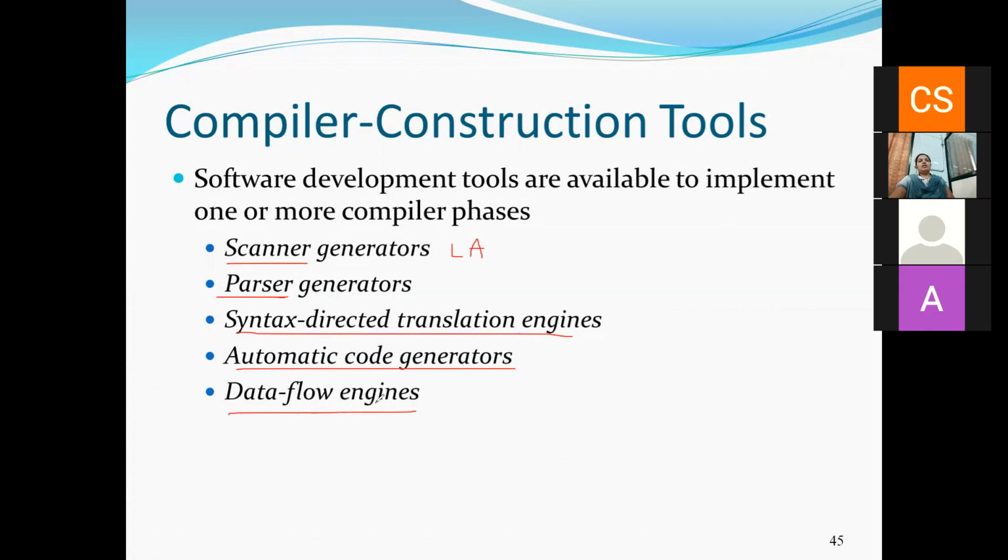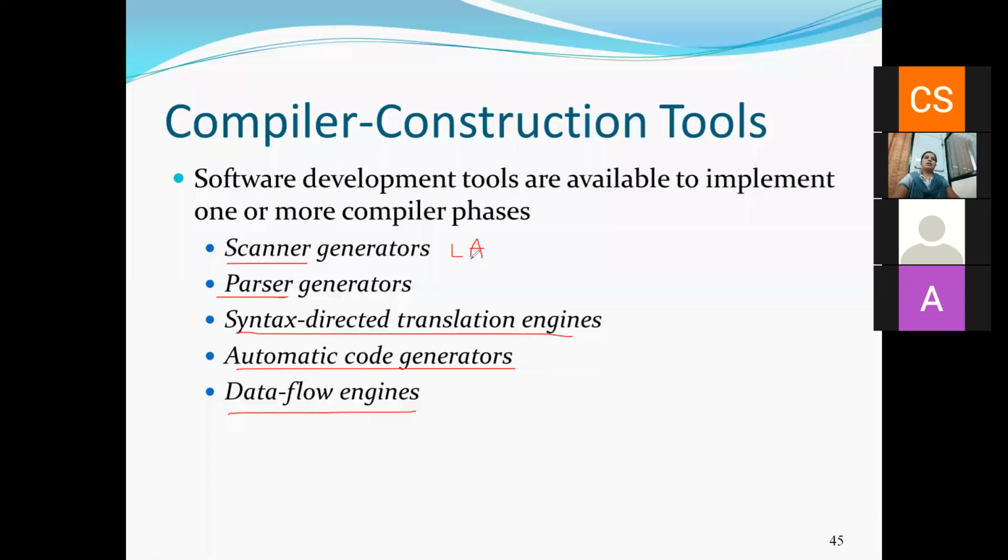Why is the name given as data flow? Because it will check the flow of the data through different variables, and whenever required and whenever possible, it performs the optimization. Depending upon the data, how it is passed from one variable to another, and how the calculation is carried out, all these things are checked in the data flow engine, and they are responsible for optimization of the code. In short, we have these 5 compiler construction tools.